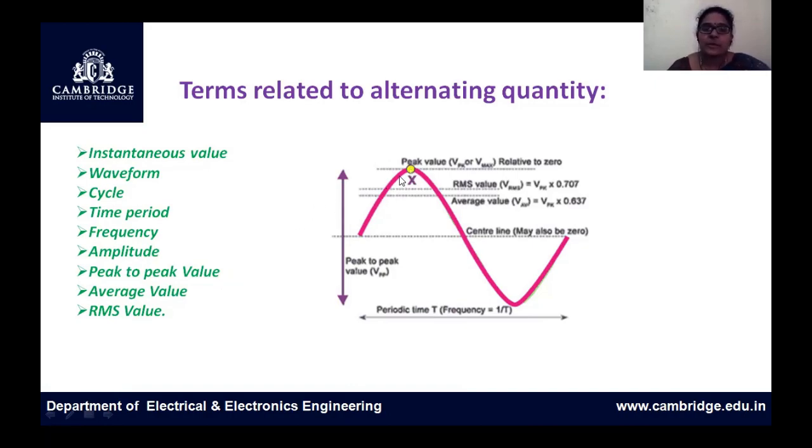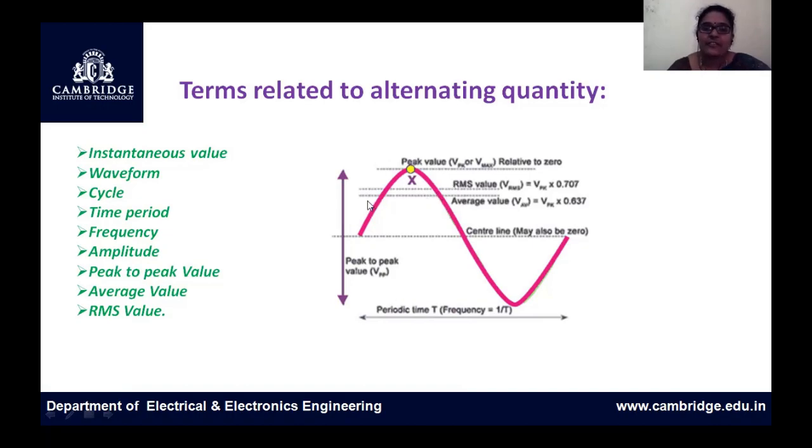Next, peak to peak value. Peak to peak value is the maximum value between the positive half cycle and the negative half cycle. This is the peak value for the positive half cycle and this is the peak value for the negative half cycle. So the value from here to here is called the peak to peak value.